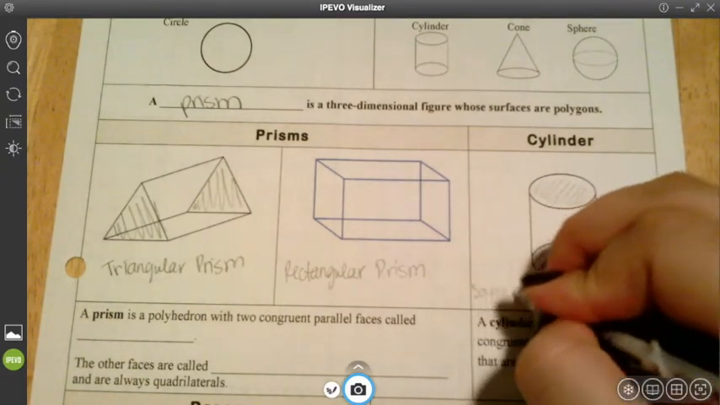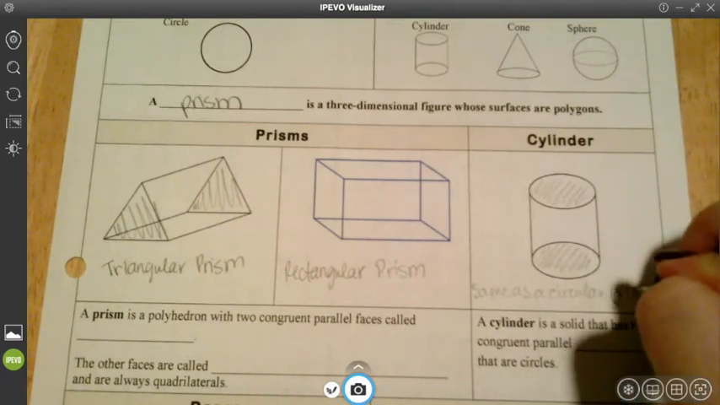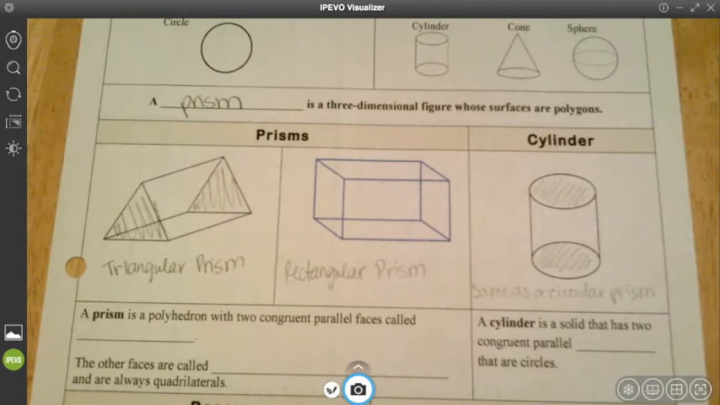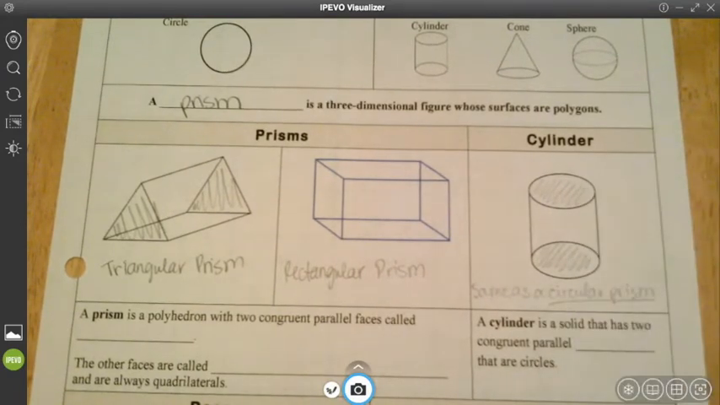Same as a circular prism. Now, we never use the term circular prism. That's just not used because it has the name cylinder. So a circular prism is called a cylinder.